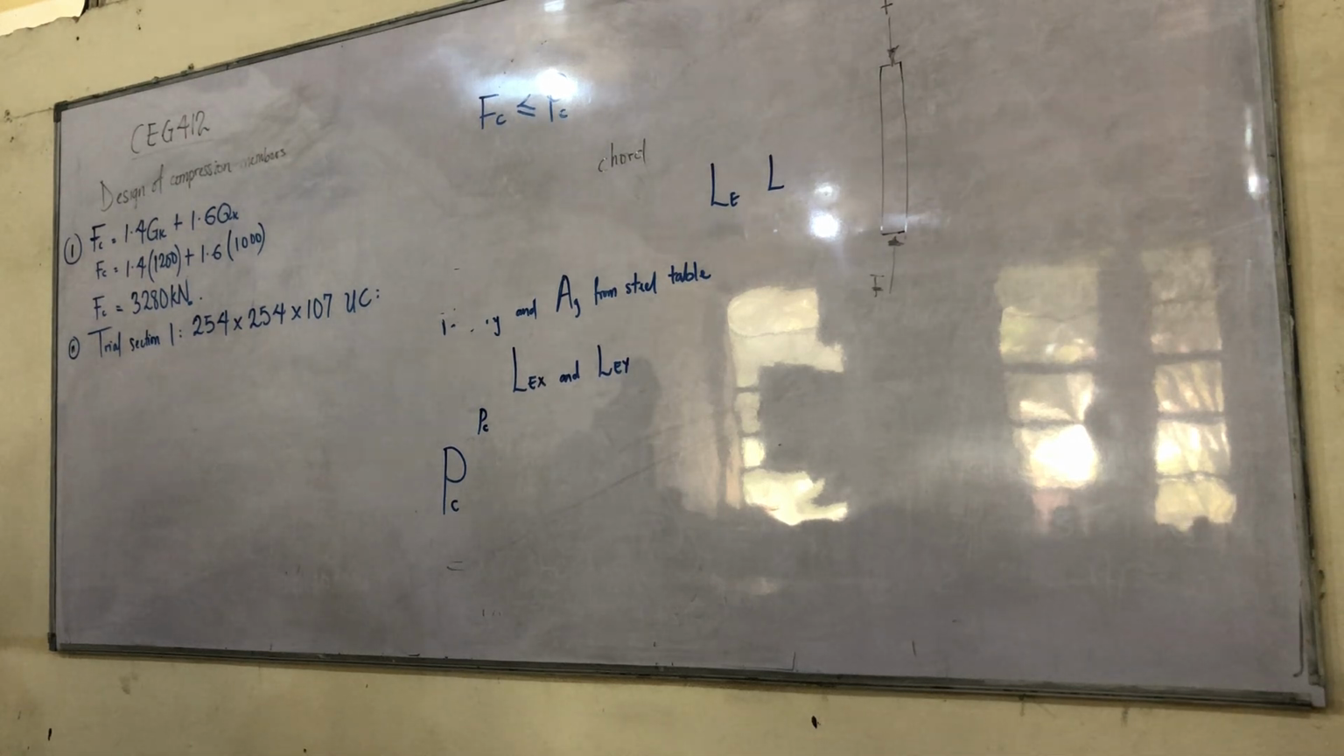Okay? Do you know how to use the steel table? Now, we are doing what? Universal column. So, where will you go to in your steel table? What does UC mean?